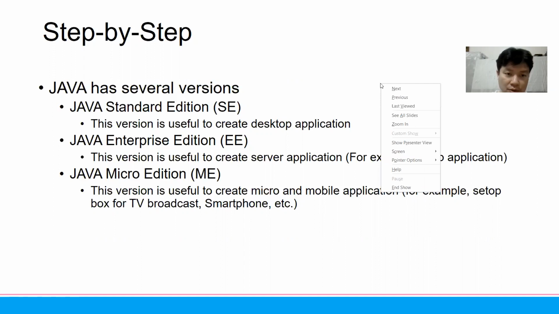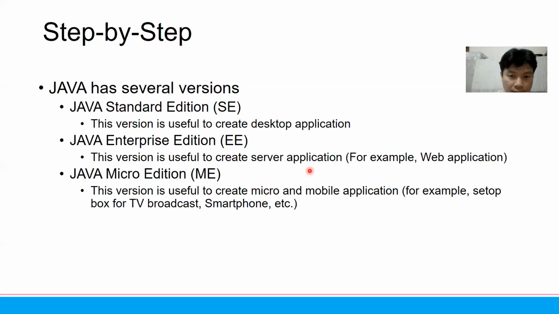And if you are going to make a kind of application, for example, a micro and mobile application, then you can use Java ME, the Micro Edition. For example, you want to make a set-top box. A set-top box is for TV broadcast. And if you want to make a kind of application in your smartphone, then you need to install Java ME.